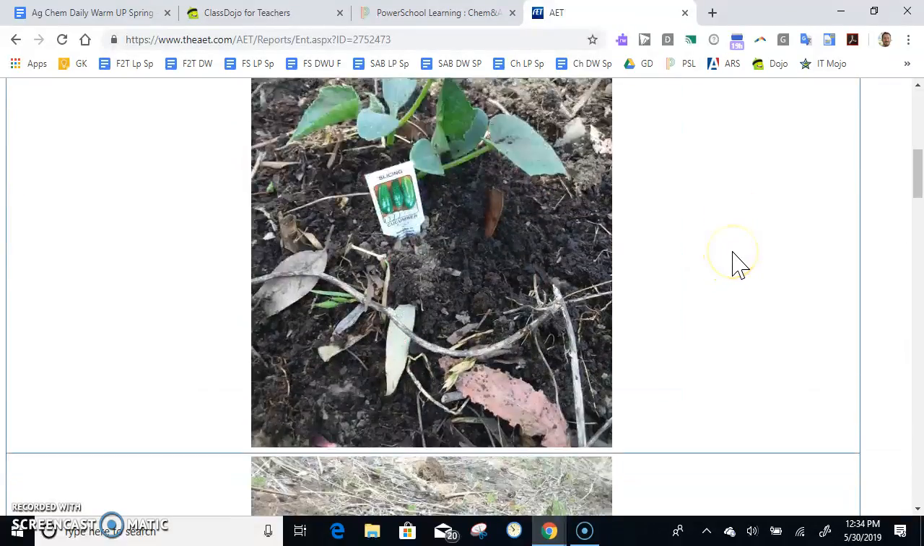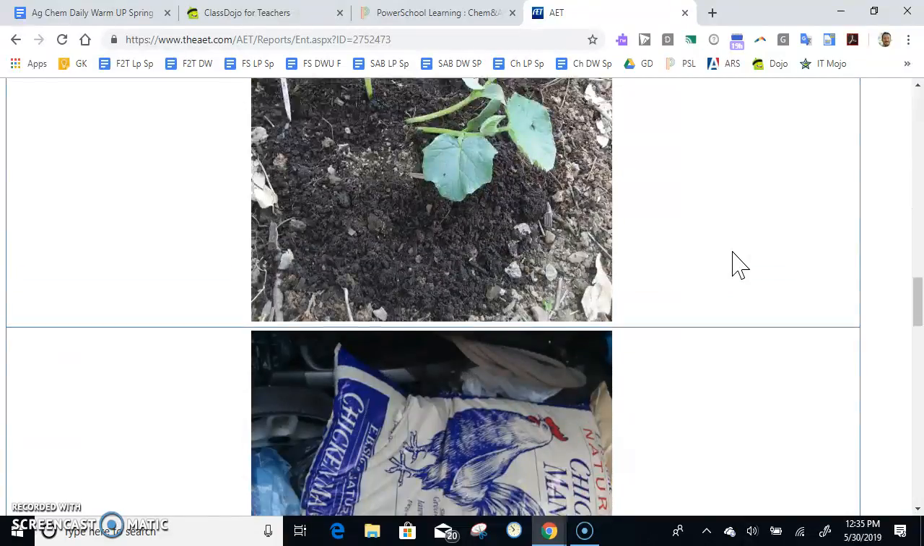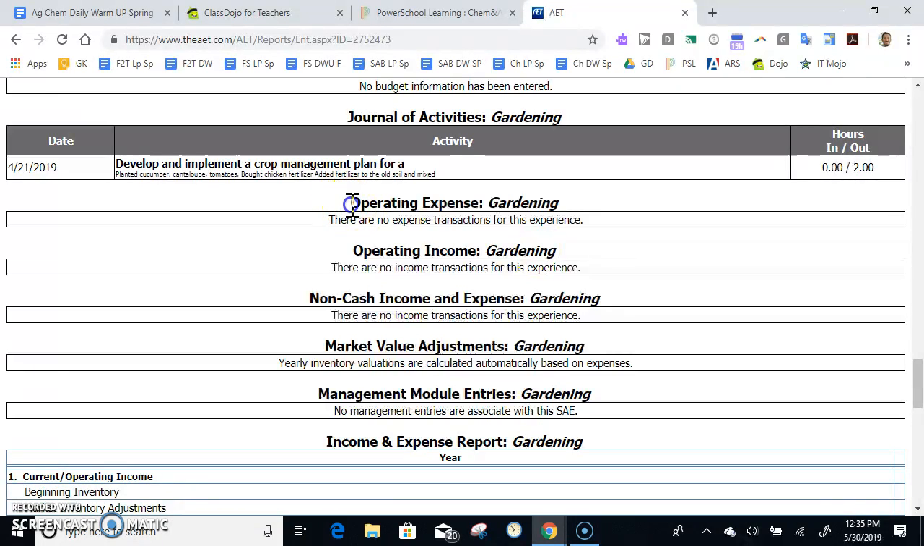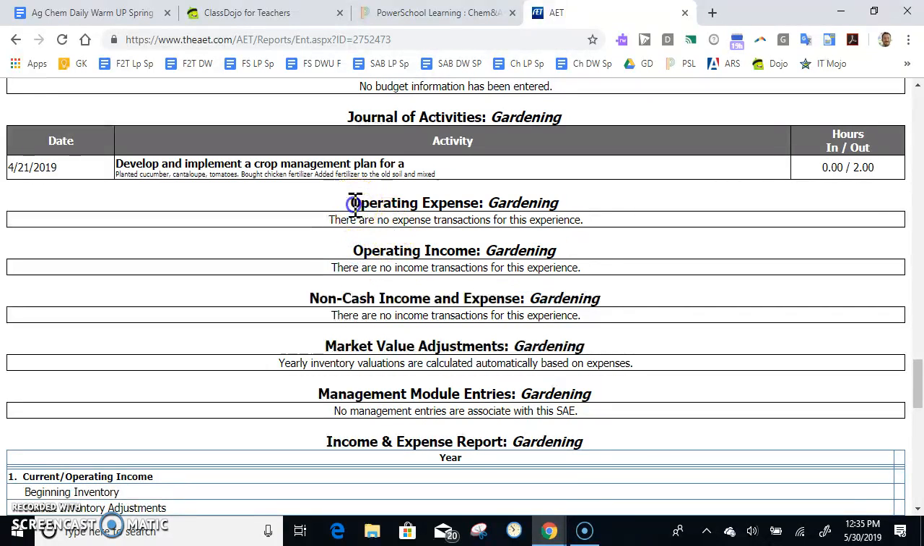You can scroll down, you can see these are the photos she's uploaded in her journal, okay? Here are her expenses. If she did not sell anything or buy anything, she would have no expenses. However, she should probably have some expenses of buying the soil. And then if she sells any plants, that would be income.